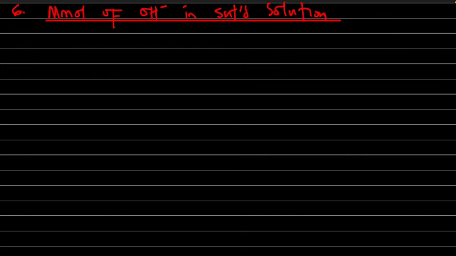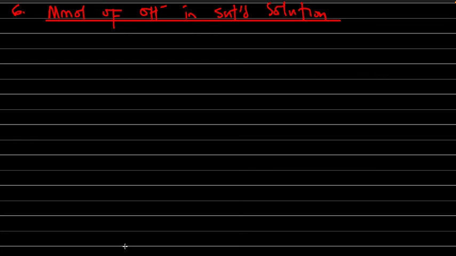Number 6 is actually millimole of OH in the saturated solution. Now recall that in the titration we know the concentration of HCl to be 0.1 molar. They did not tell us the concentration of the calcium hydroxide. Obviously, that's what we're looking for. So once you've gotten the concentration of calcium hydroxide, you do your mole ratios, stoichiometric equivalent, to get your OH.